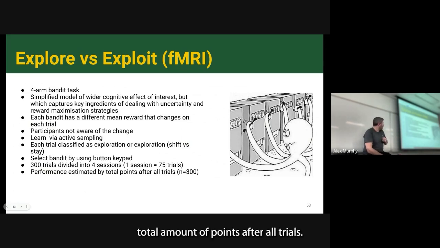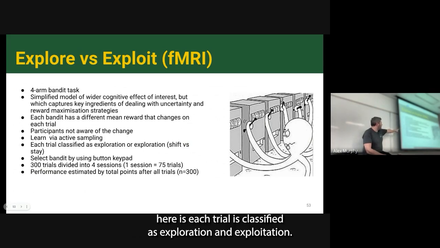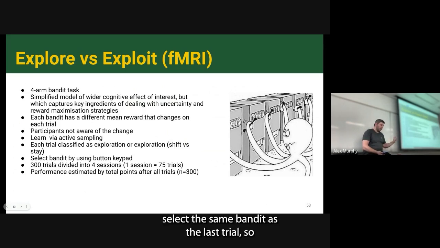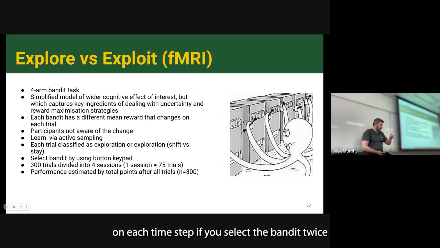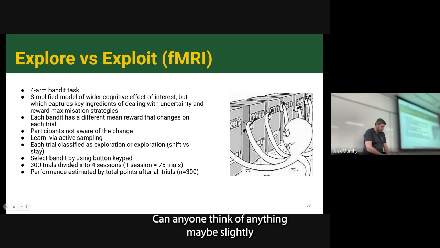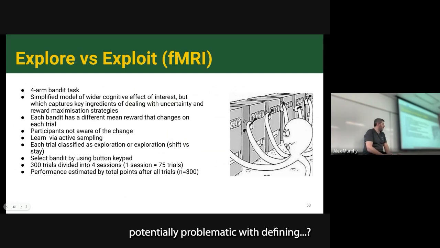after all trials. So one thing they have in the methods here is that each trial is classified as exploration or exploitation. Do I explain a bit? No, okay. What happens is, any shift from one bandit to another, they would class as an explore trial. And when you select the same bandit again, the same as the last trial, so on each time step, if you select the bandit twice, then because they're the same, this is classed as an exploitation trial. Can anyone think of anything potentially problematic with defining it like this?